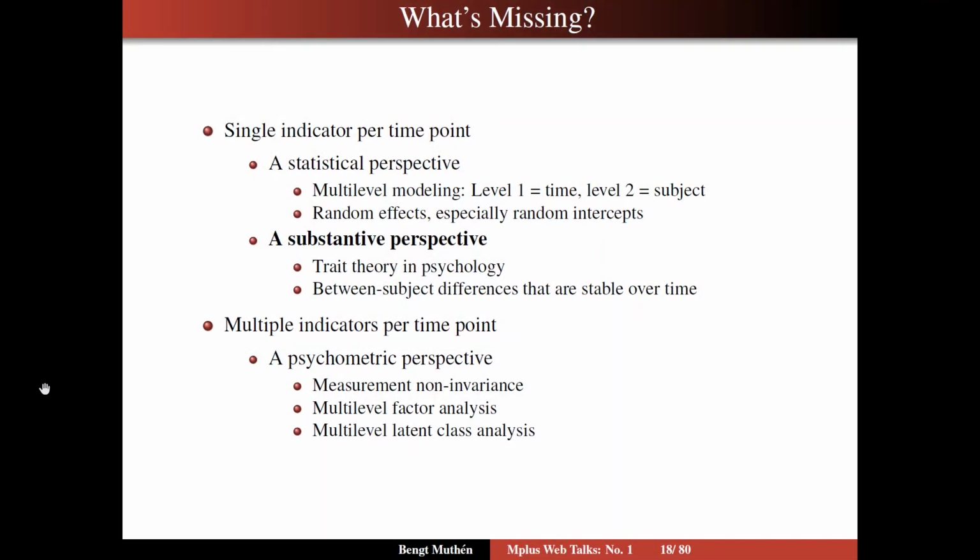So on slide 18, we are again taking a look at what's missing in latent transition analysis. And we talked about the statistical perspective. We're still within single indicator per time point in that situation. Now we're turning to the substantive perspective, and we're going to talk about trait theory and psychology and between subject differences that are stable over time.